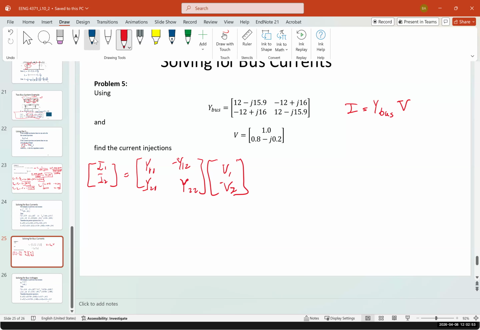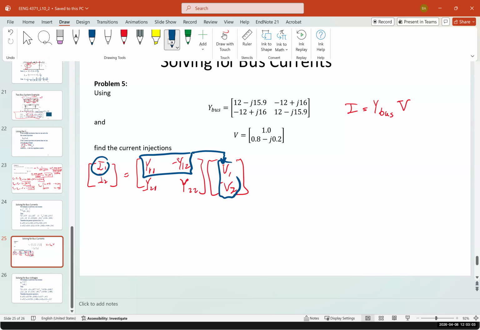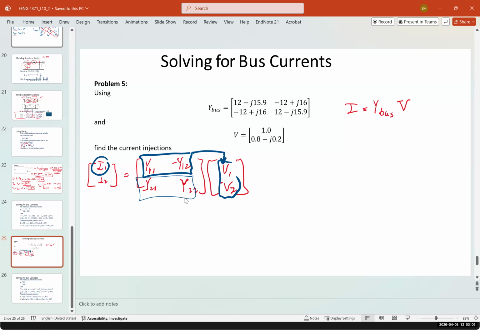You want me to solve it? Did anyone solve it? No, okay. So if you want to find I1, it's going to be this multiplied by this. Am I correct? Yes. And I2 would be this multiplied by, again, this. Second row in the first.